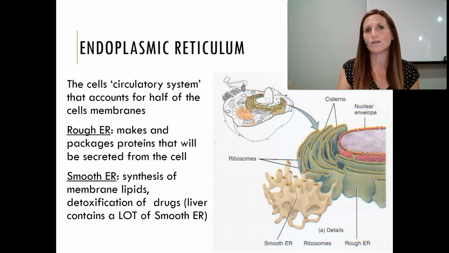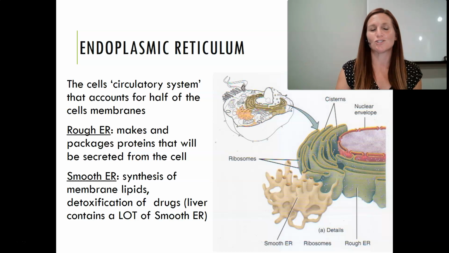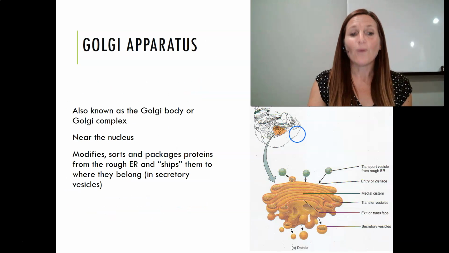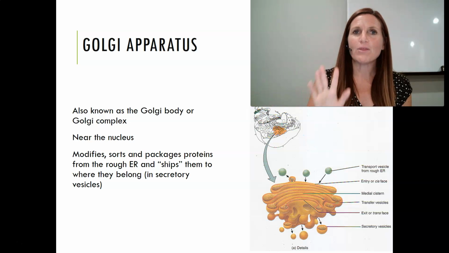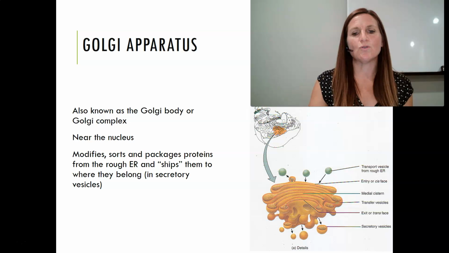But the smooth ER also does some lipid modifications. It helps with making cholesterol and some other lipids for our body as well. So smooth ER is all for our lipids. Rough ER manufactures and distributes proteins. Now remember, the actual site of the protein synthesis is the ribosome, but the ribosome could be attached to the rough ER. Once our proteins are made, they're going to be moved, transported from the rough ER to the Golgi body.